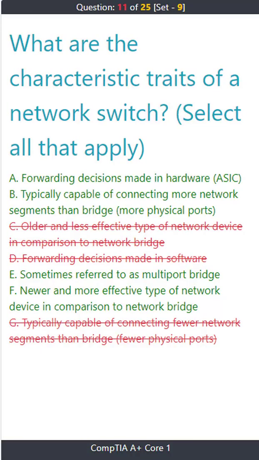The correct answers are A. Forwarding decisions made in hardware, ASIC. B. Typically capable of connecting more network segments than bridge, more physical ports. E. Sometimes referred to as multi-port bridge. F. Newer and more effective type of network device in comparison to network bridge.